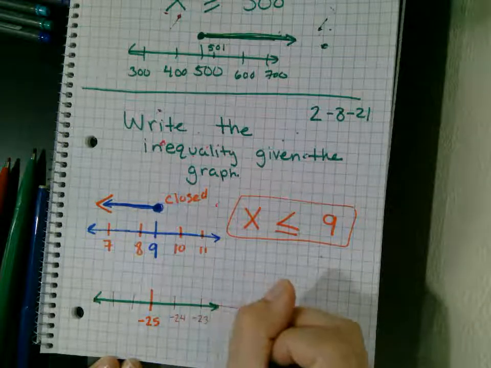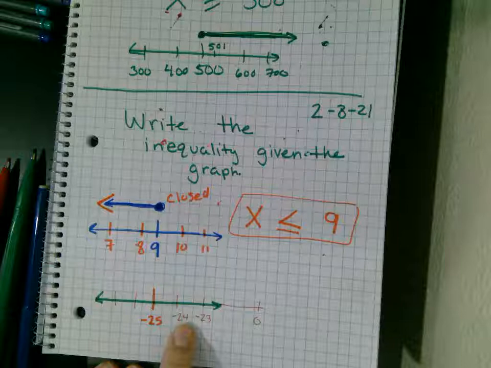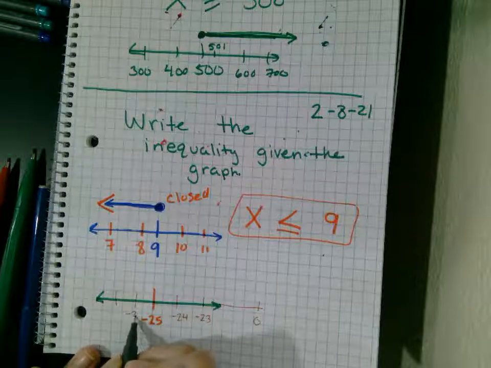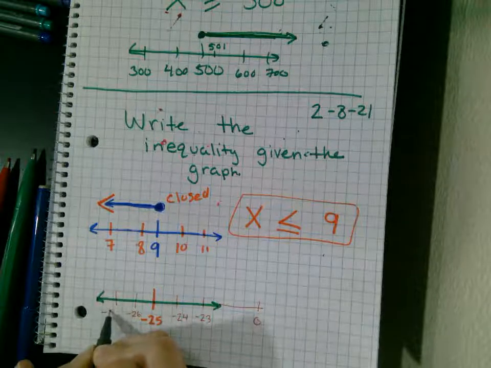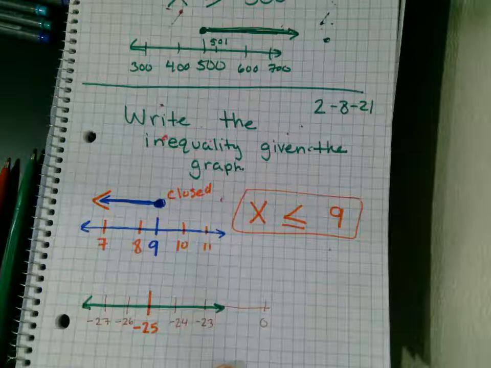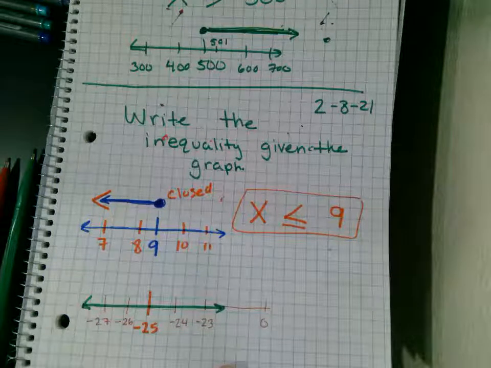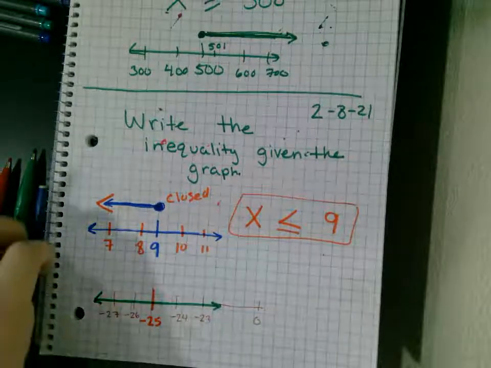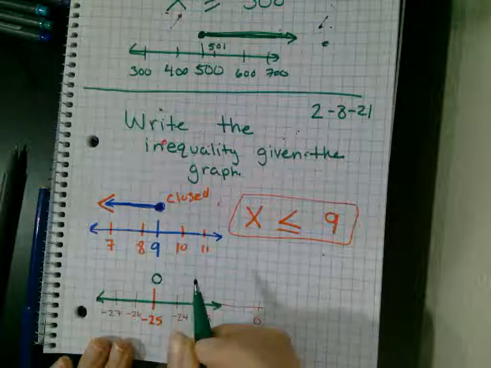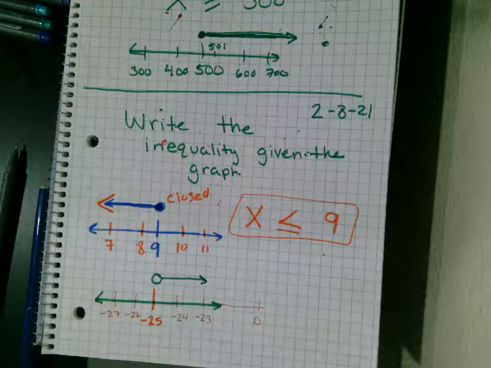Remember, 0 is somewhere over here, right? So we have to put the numbers that are actually bigger over here. The zero's over here. This would actually be negative 26, and this would be negative 27. Be very careful with the negatives. They're in the world of backwards. Okay? I'm going to have an open circle, and I'm going to shade to the right.